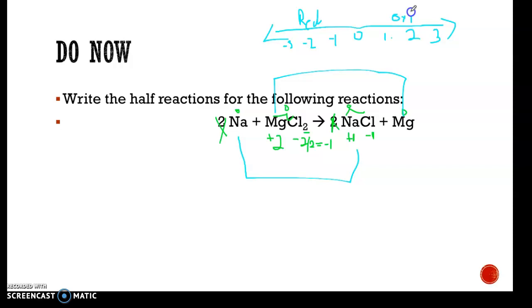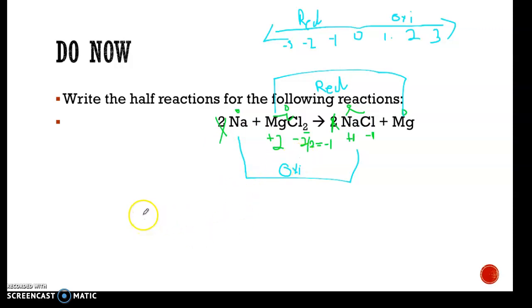So, when we see Na is going from 0 to +1, according to this number line, it is oxidizing. And then Mg, it's going from +2 to 0, so it is reducing. It's going toward the reduced side. So, I'm just going to write red here. Alright. So, now that we have that, we're going to write our half reaction.